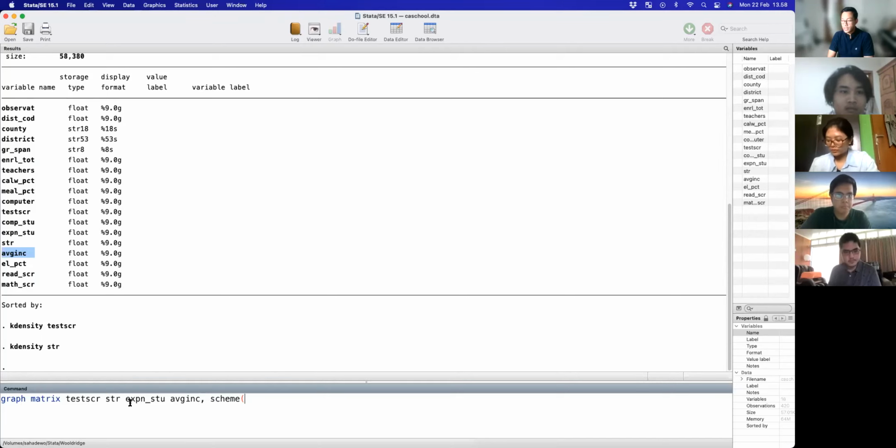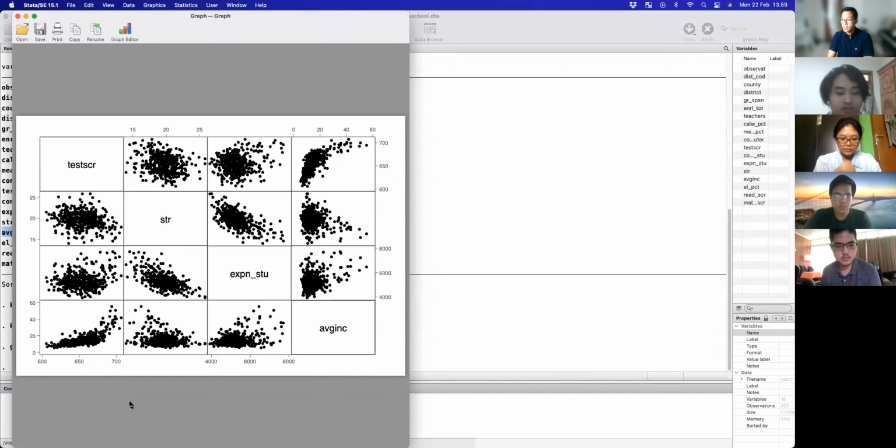So I can also use a different scheme just to make sure that I have a better looking graphic. That's something that you can do as well. And so instead of just using the Stata default graphic, I can use a lot of other templates out there. All right, so the way that I'm going to identify the correlation is by looking at each matrix.